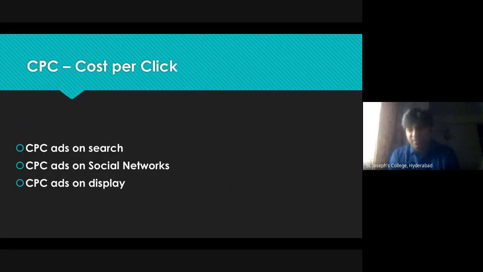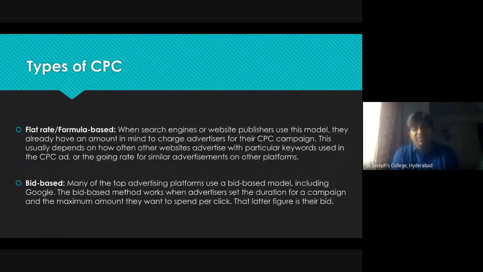So what are the types of CPC? There are mainly two types. The first one is the flat rate or formula based. As I said earlier, it is just based on the number of clicks. Each click is this price, and for the number of clicks, the advertiser has to pay this. But that's a simple one. I need not explain more about it.